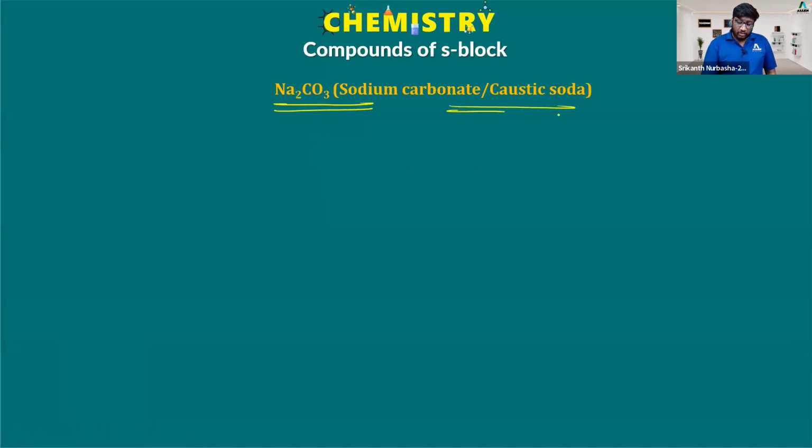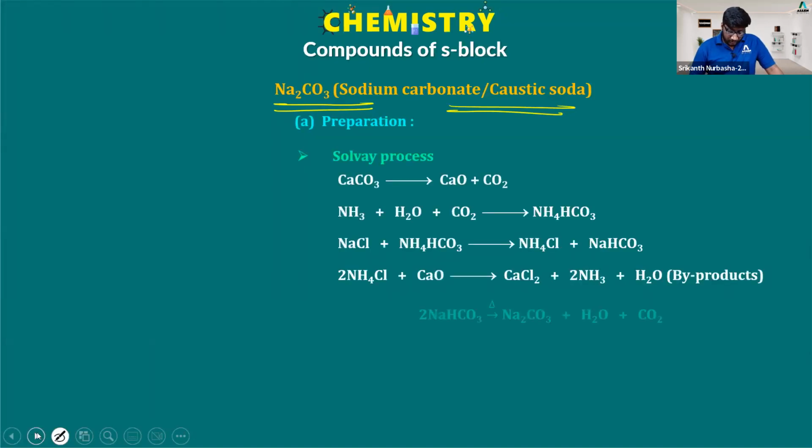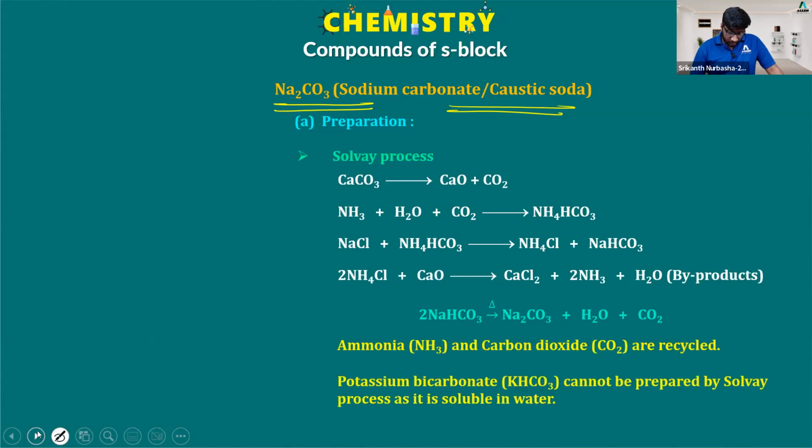Na2CO3, sodium carbonate or caustic soda. Preparation, if you try to look, it is always a process. Understand this point carefully. First, you are taking NaHCO3. Whenever you heat it, you will get Na2CO3 plus H2O plus CO2.